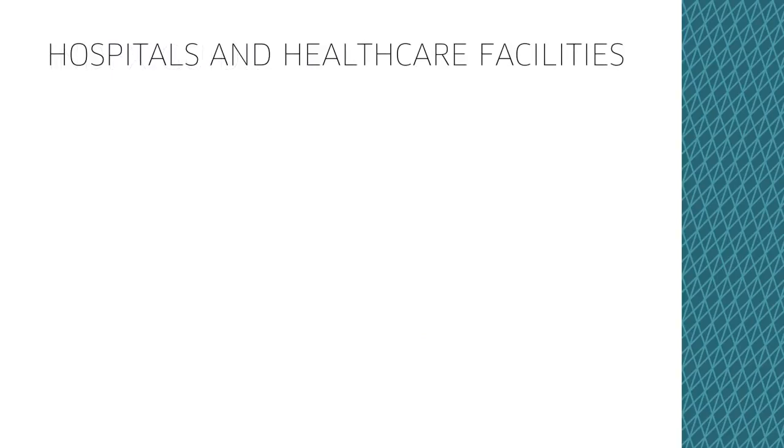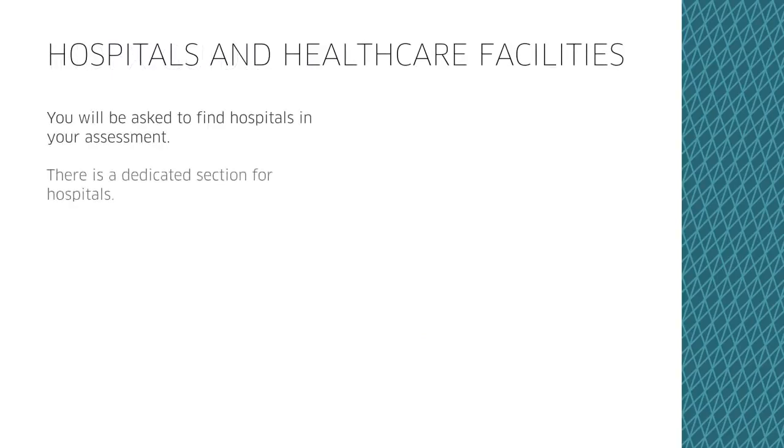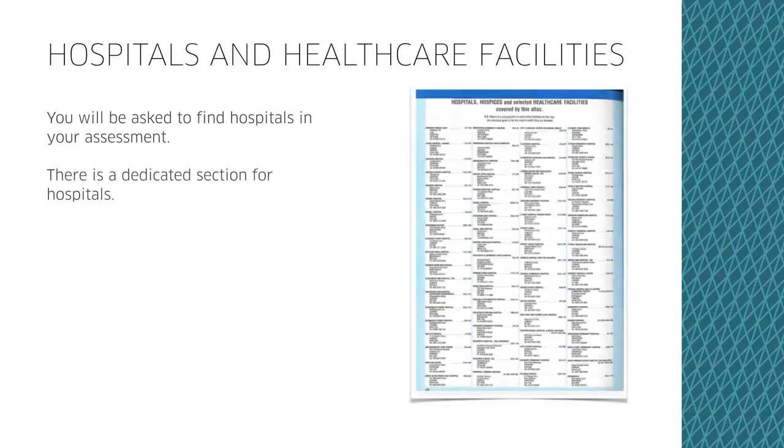Hospitals and healthcare facilities. You will be asked to find hospitals in your assessment. There is a dedicated section for hospitals. This is after the main index, which includes all the street addresses. This section begins from page 426 and it goes on till 430.